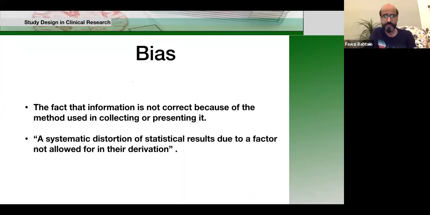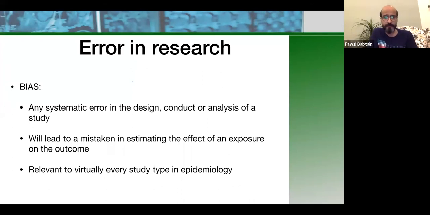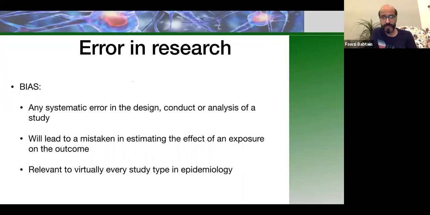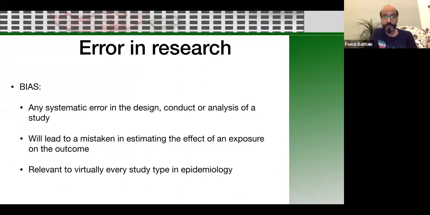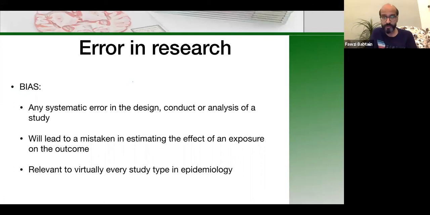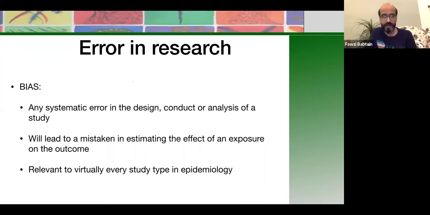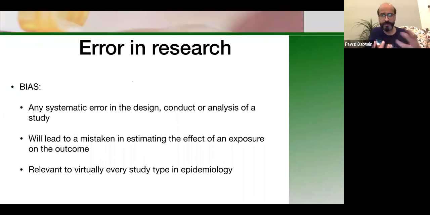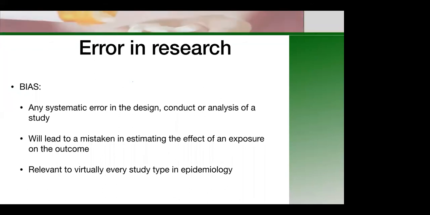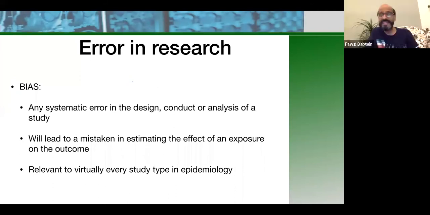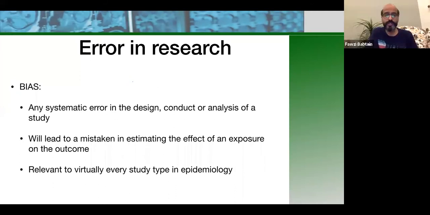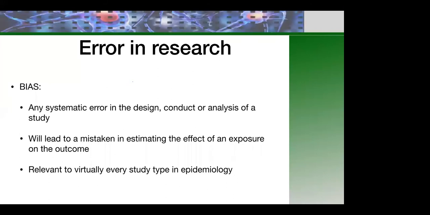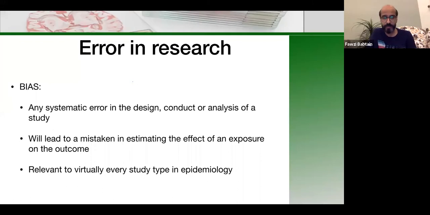I will just give some examples of bias. Any systematic error in design or during your analysis will lead to a mistaken estimation of the real effect of the exposure on the outcome, and that 4 days example can make it a little bit easier to digest, I guess. So bias can occur in virtually any study in epidemiology. So you have to really think of bias each time you are planning a study.